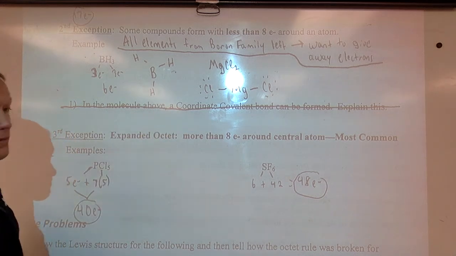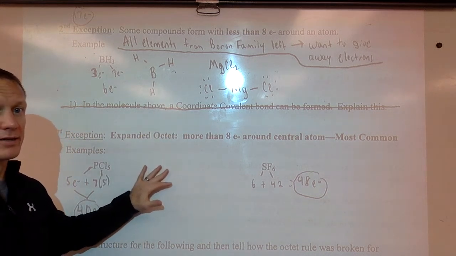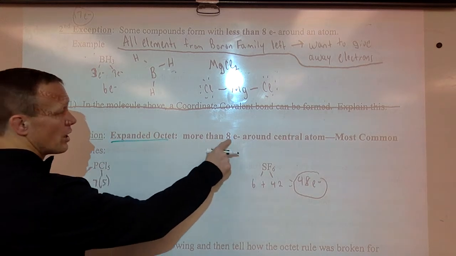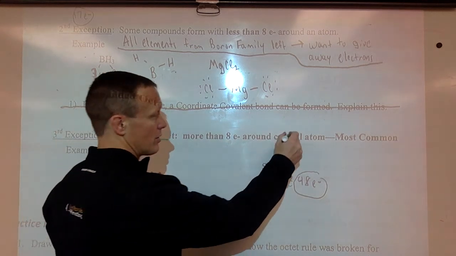Last exception, this is the one I spend the most time on. This is called an expanded octet. It's called an expanded octet, which means you have more than 8 electrons around the central atom.